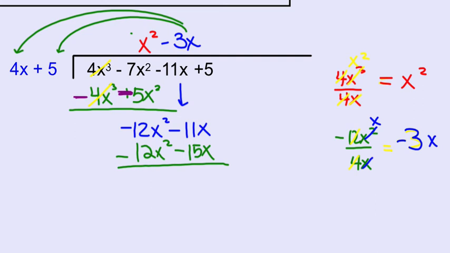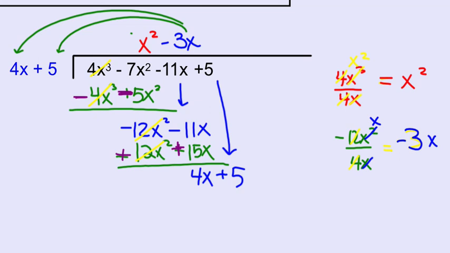Now we need to change the signs. So the first one is now going to become a positive 12x squared, and negative 15x is going to become a positive 15x. Clean up, negative 12x squared and 12x squared cancel. Negative 11x plus 15x is 4x. Bring down our last term, plus 5.